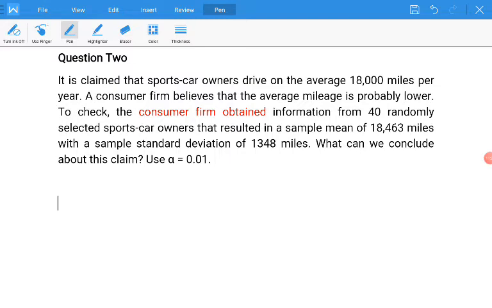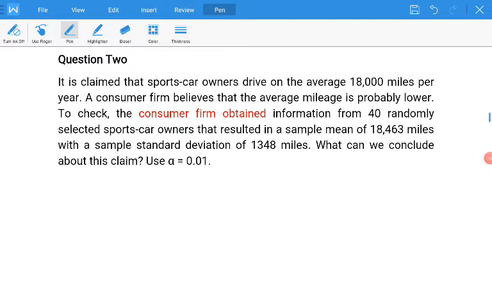To check, the consumer firm obtained information from 40 randomly selected sports car owners that resulted in the sample mean of 18,463 miles with a sample standard deviation of 1,348 miles. What can we conclude about this claim? Use alpha is equals to 0.01. So we are testing at 1% level of significance.